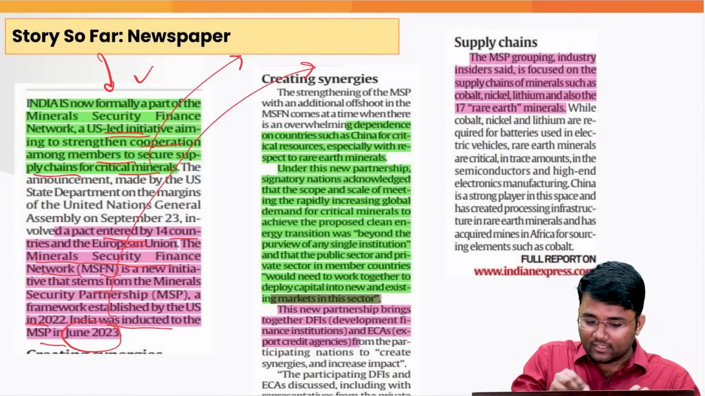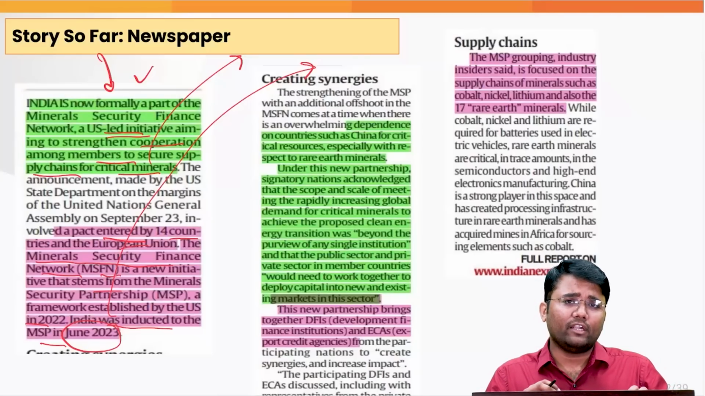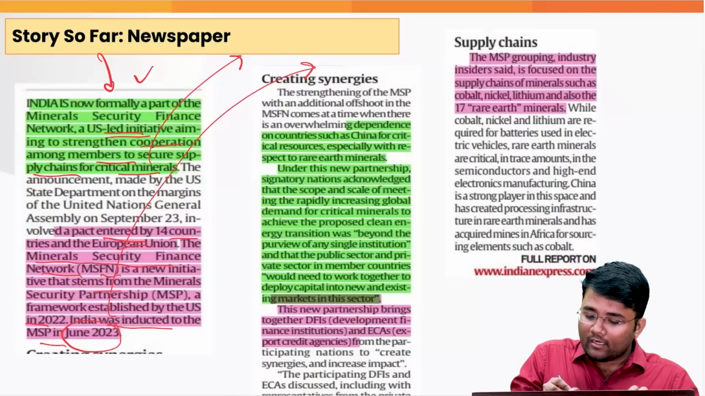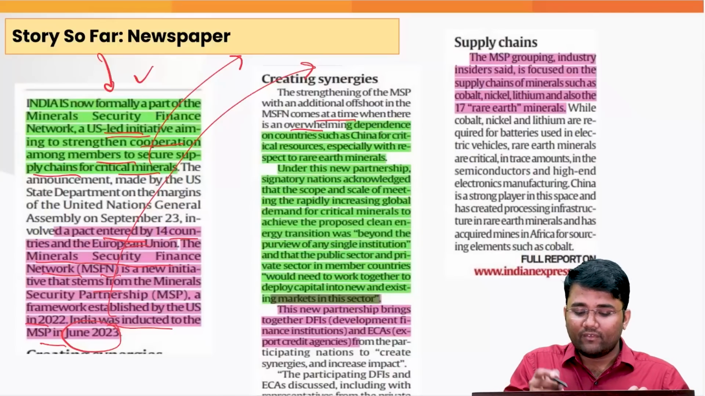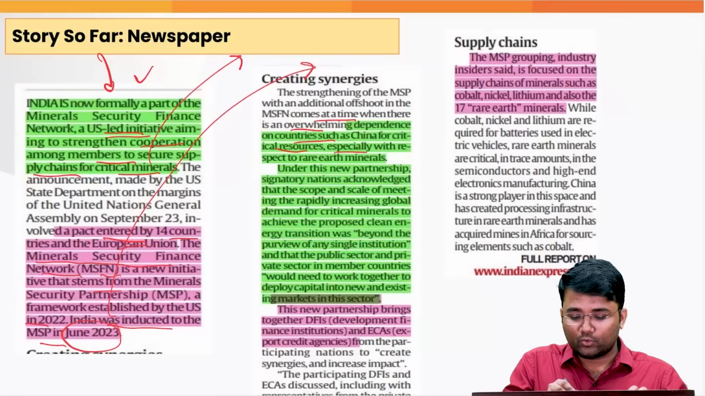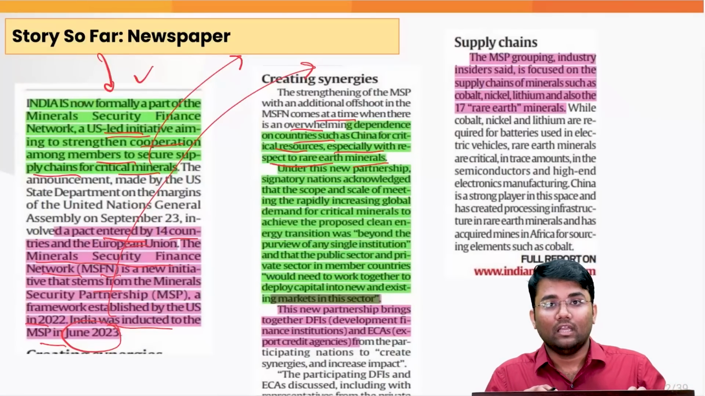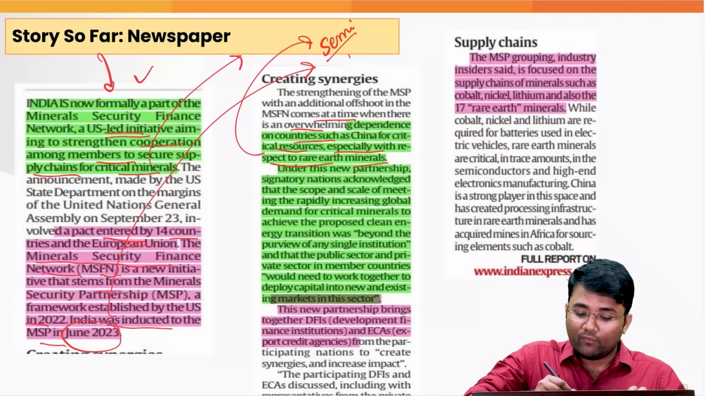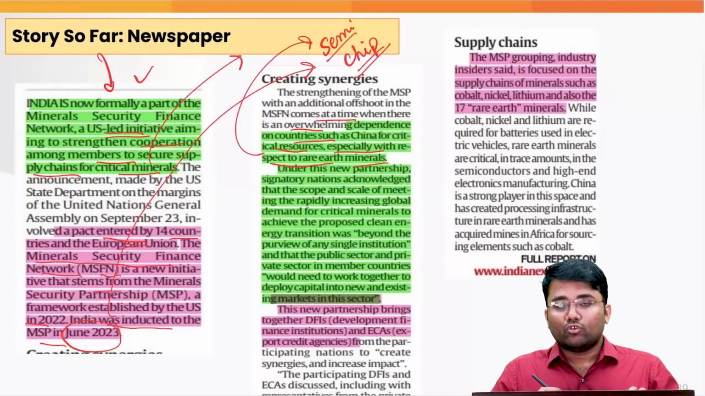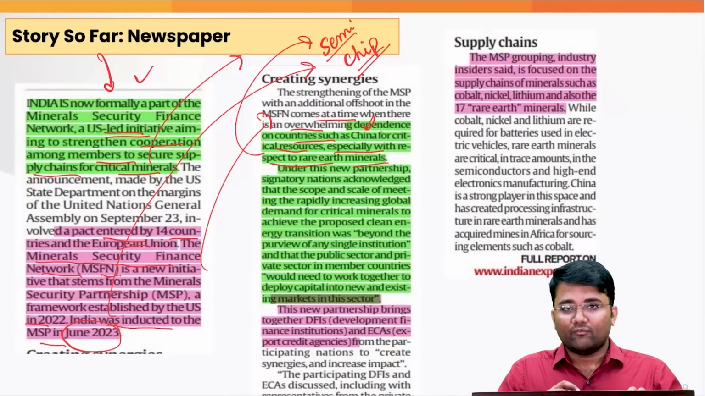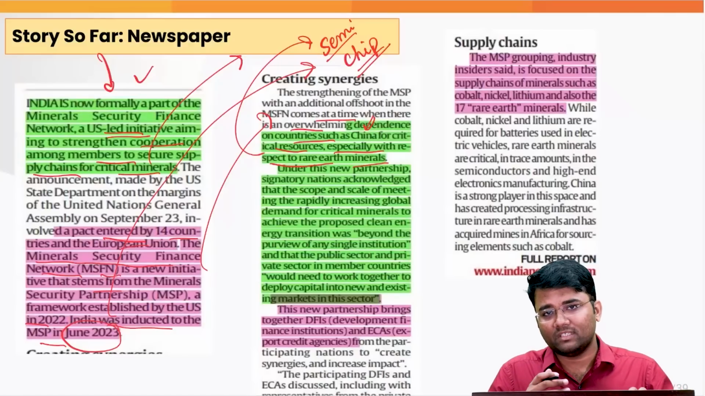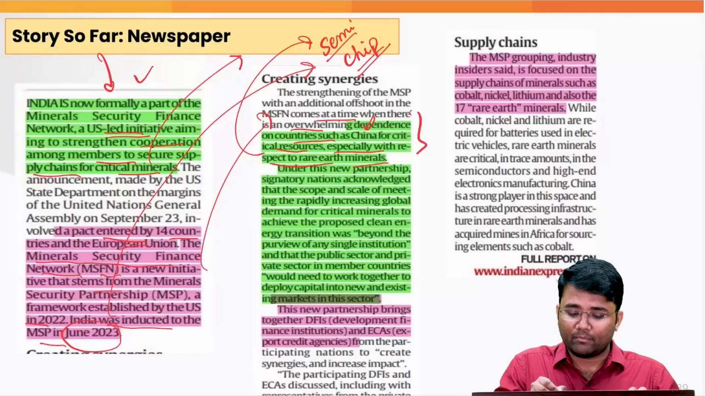So how is this network going to play a significant role in India's journey towards accessing critical minerals? It is coming at a time when there is an overwhelming dependence on countries such as China for critical resources, especially rare earth minerals. These rare earth minerals are very important for the semiconductor industry, for chip making, etc. So when we are overly dependent on China, after joining this network we can access better resources at better prices. The supply can be much more robust and at a more competitive price as compared to what we are getting.